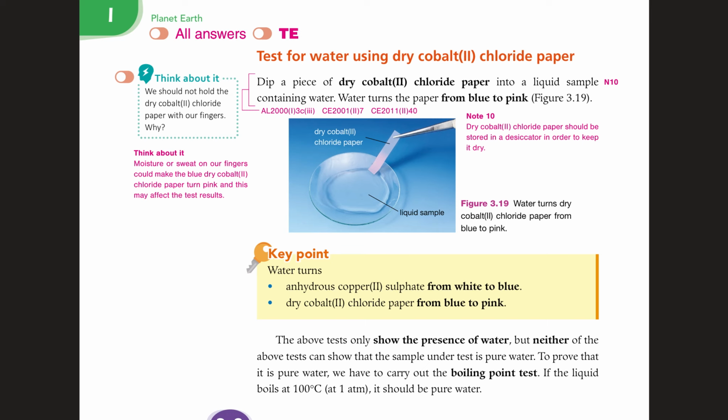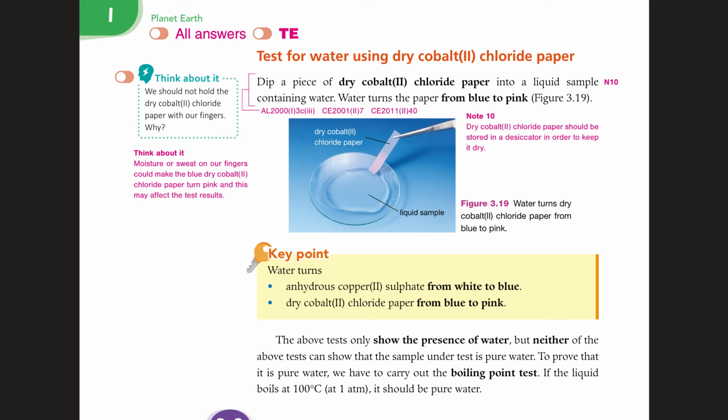Then we will talk about the important points that we should pay attention to. First of all, these two tests can only show the presence of water, but we cannot test whether the sample is pure water or not. For example, if we test a sample of soda water, both anhydrous cobalt 2 sulfate and dry cobalt 2 chloride paper will change their color. However, the sample is not pure water.